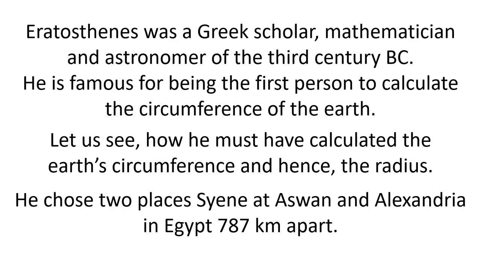Eratosthenes was a Greek scholar, mathematician, and astronomer of the 3rd century BC. He is famous for being the first person to calculate the circumference of the Earth. Let us see how he must have calculated the Earth's circumference, and hence the radius. He chose two places, Syene at Aswan and Alexandria in Egypt, which are 787 km apart.